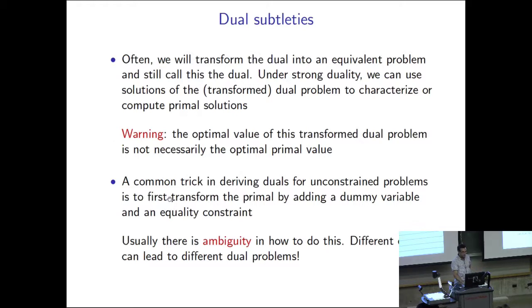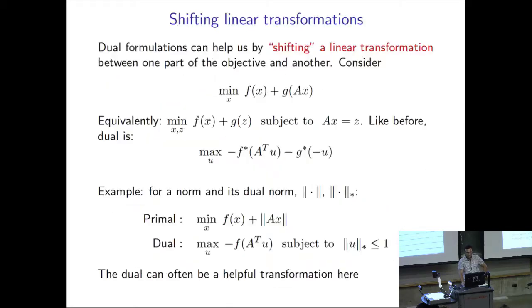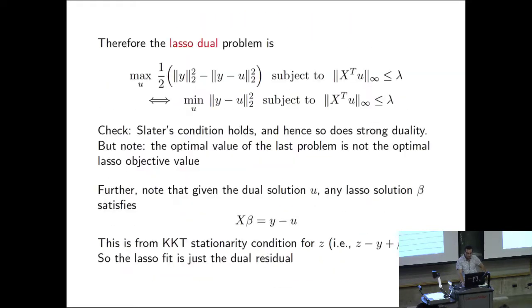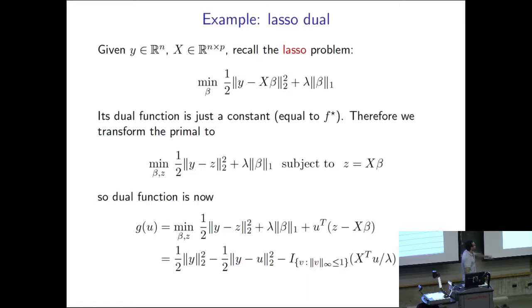And the second thing I want to mention is that there's actually a lot of ambiguity in how you introduce auxiliary variables into unconstrained problems. So if we go back to the lasso problem, there were other substitutions we could have made here. Right? I could have actually left this as x beta, and I could have put a z here. I claim that actually will lead to a different dual. It won't be the same dual.